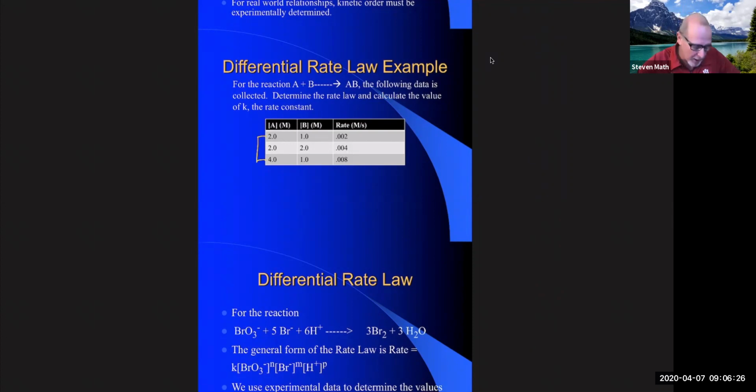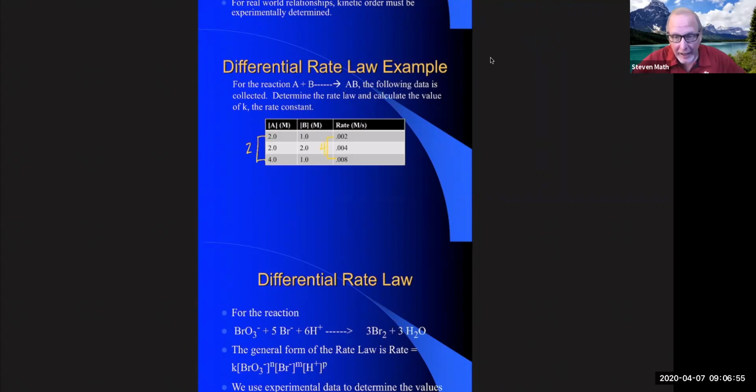What I'm trying to find is a place where A is the only variable that's changing, because now I can show causality that any effect on the rate is due to A, since B was held constant. B is our control. And so A went up by a factor of 2 and our rate went up by a factor of 4.